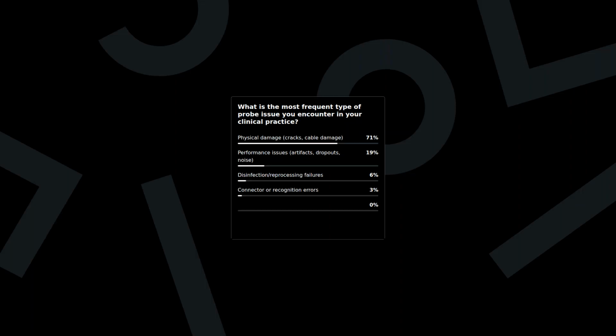Disinfection or reprocessing failures. And then the fourth option is connector or recognition errors. So if you'll please vote in our poll question now. Getting some answers coming in, and it looks like everyone has participated now, and 71% say physical damage, Jim, followed by 19% saying performance, 6% saying disinfection, and 3% saying connector or recognition errors. So physical damage is by far, over 70% answered physical damage.